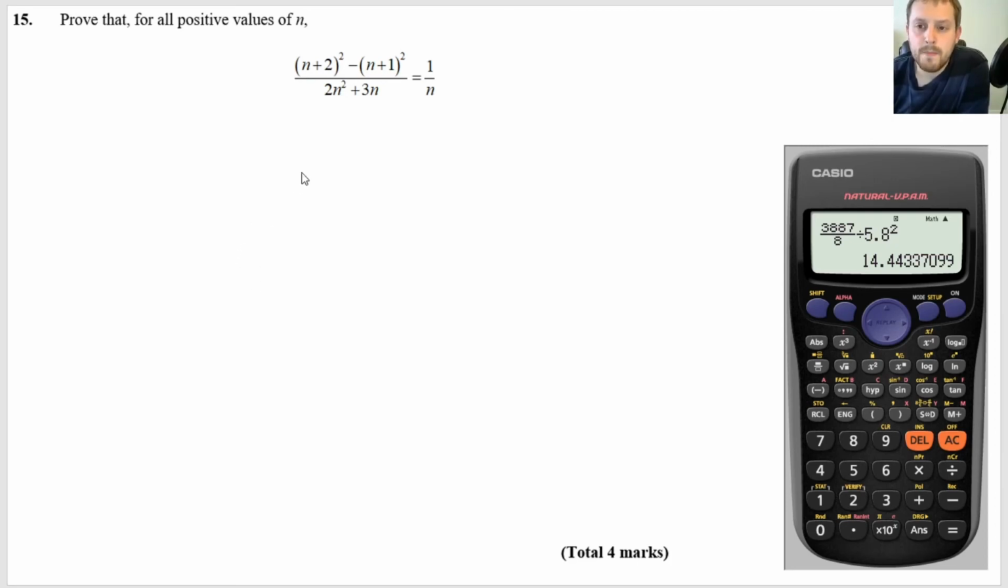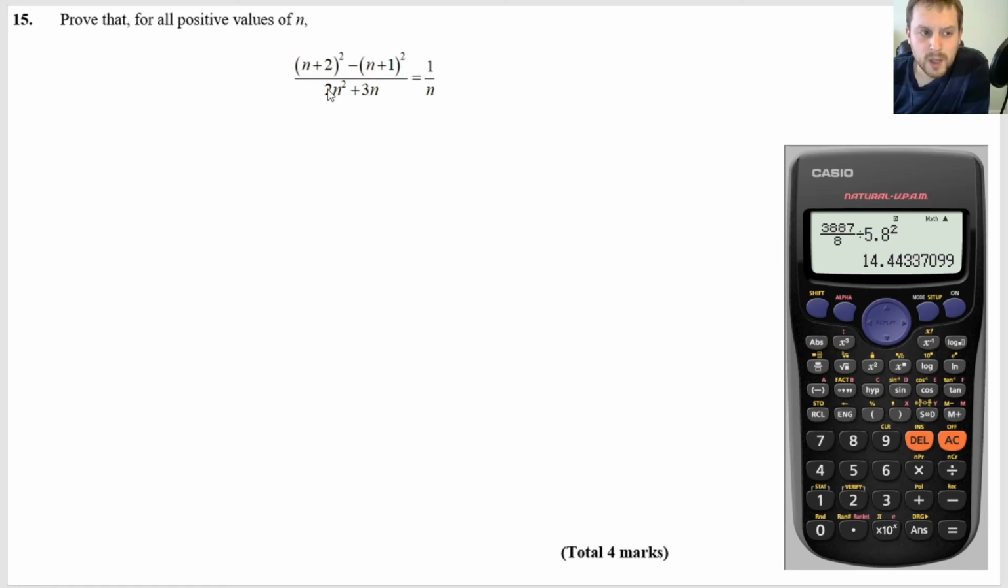Okay, question 15. Right. So if you look at the fraction on the left-hand side, that's clearly quite complicated. If you look at the fraction on the right-hand side, it's a lot simpler. So what's probably happened is that this has been simplified.